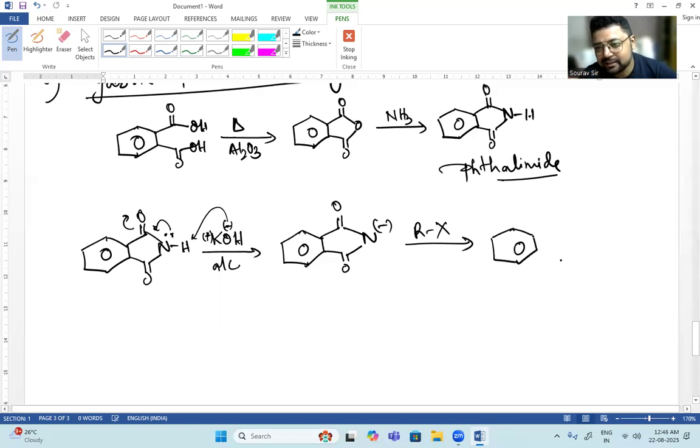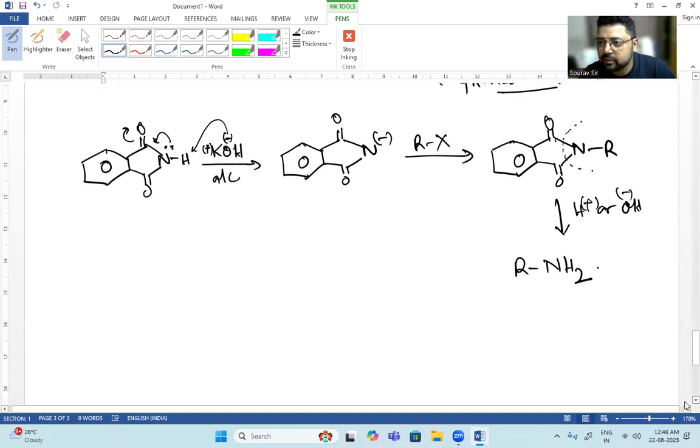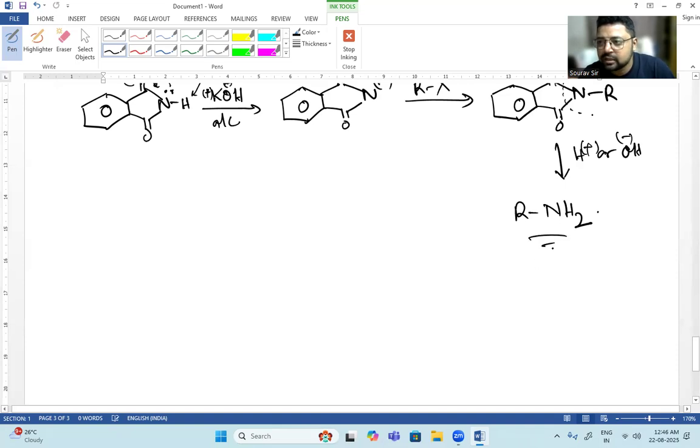So we will get this. That is the alkyl phthalimide we will get. And if you give here H plus or OH minus, anything, it will break from here and you will get only 1 degree amine. You will only get 1 degree amine and nothing else. So this is the main thing that you can get.